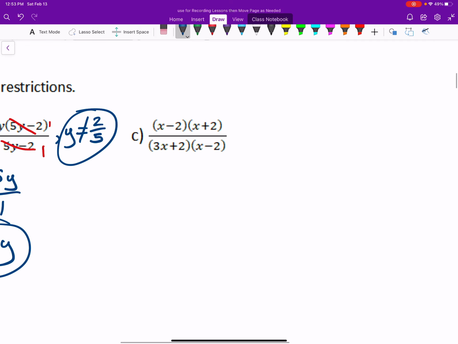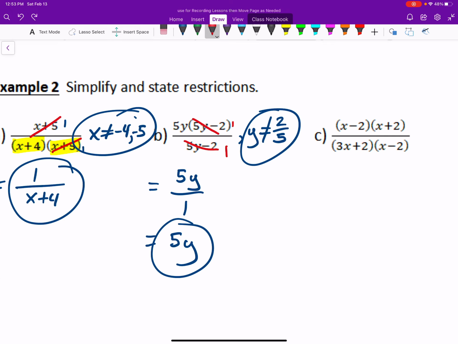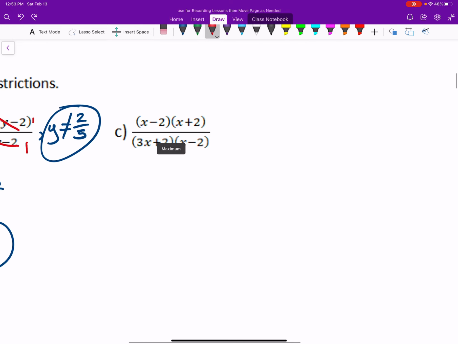In C part, I've got another one which is in factored form, which is very important. And I can look for the factors that are the same on the top as on the bottom. Oops, but I forgot my restrictions again. I want to do those first. So if x equals +2, we've got a problem. So I'll say that x cannot equal +2.